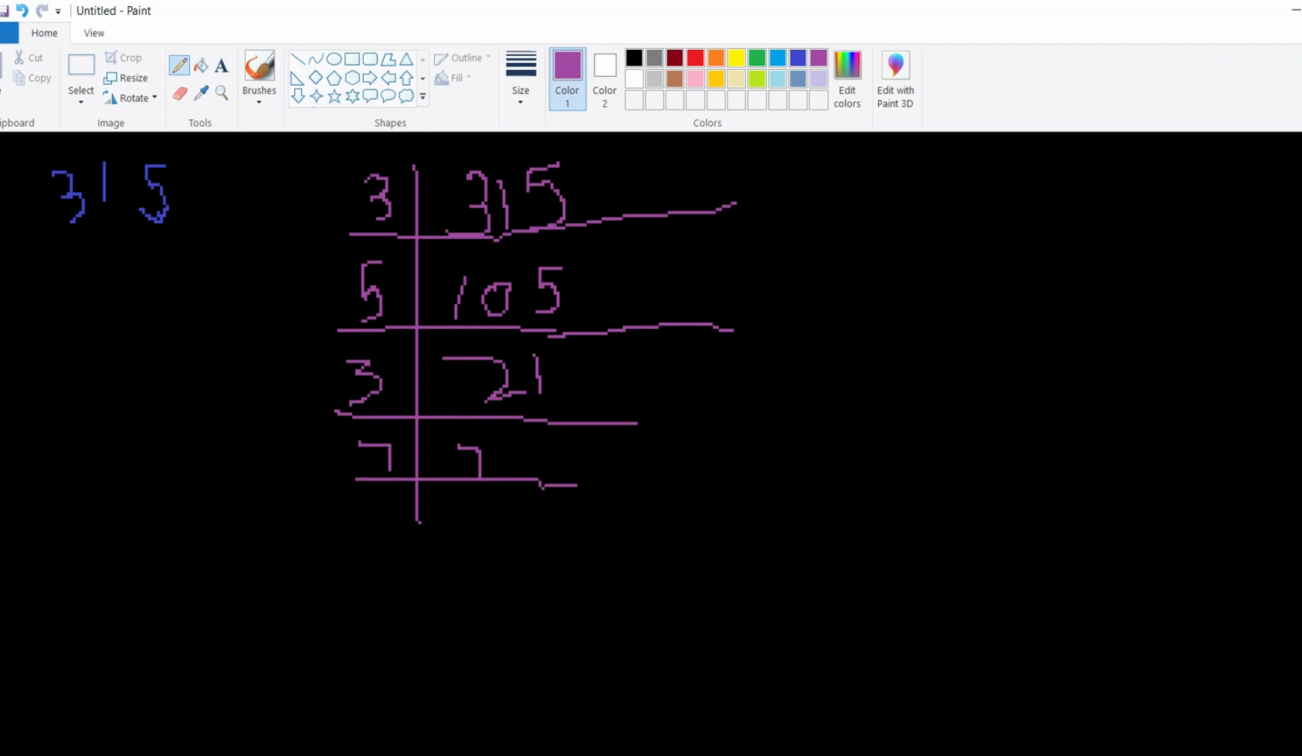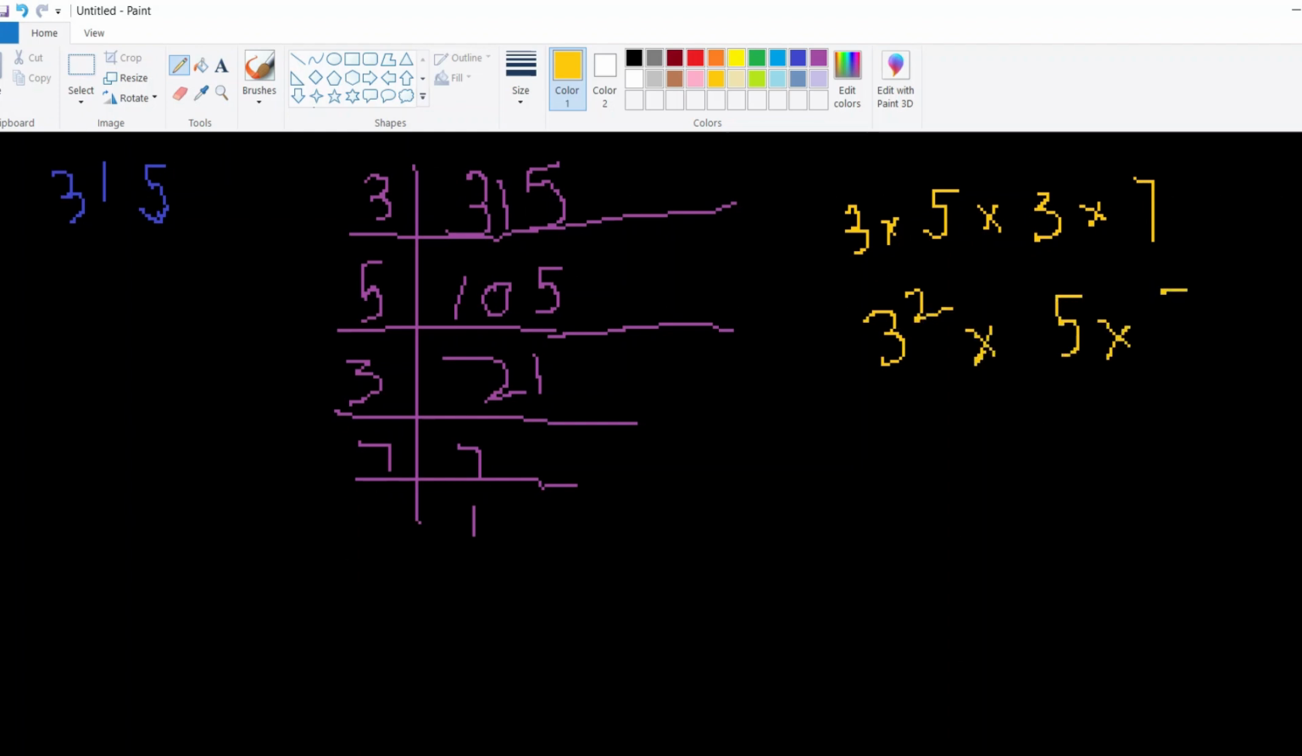Whenever there's a prime number, we end it by dividing by itself. 7 is a factor of 1 in its own table. We end it. So how do we write it? Let's change color to make it more attractive. We write it as 3, 5, 3, and then there is a 7. 3 appears 2 times. We can write it as 3 squared multiplied by 5 multiplied by 7. So these are the prime factors.